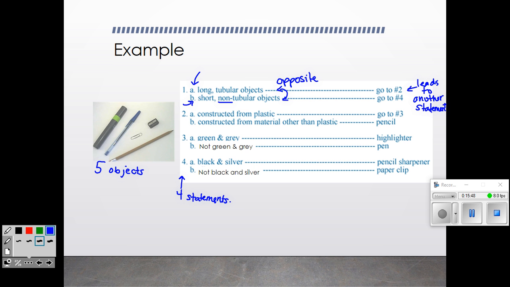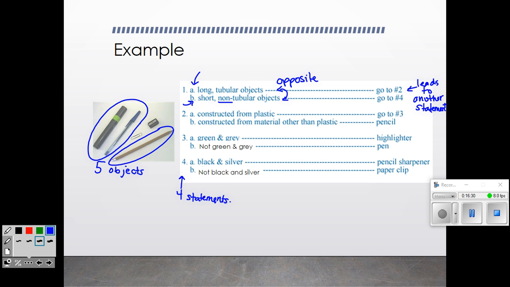Now, if it is long and tubular, and I say yes to that, then I look at question 2. If it's short and non-tubular, I go to a different question. That's because now I'm looking at different objects, so I need different questions to differentiate them. Question number 2 is considering only these 3 objects. So I don't even really care about the paperclip and the pencil sharpener. Out of those 3 objects, one of them is not made out of plastic and the other 2 are. So my next statement was either that it's constructed from plastic or that it's not.